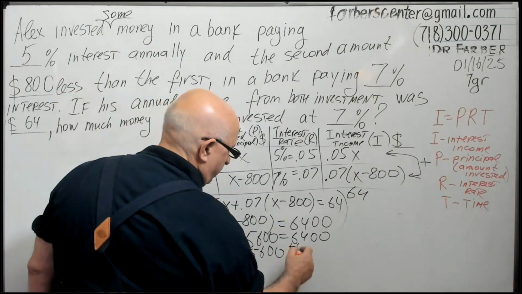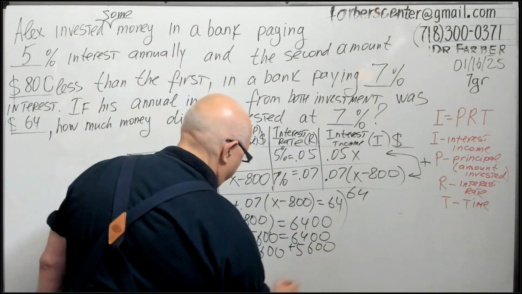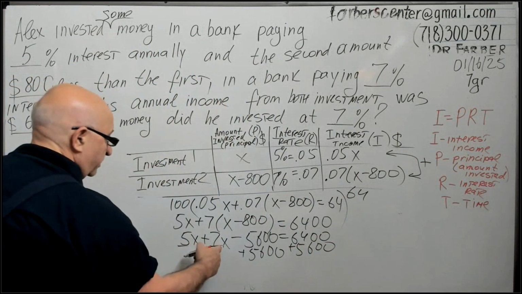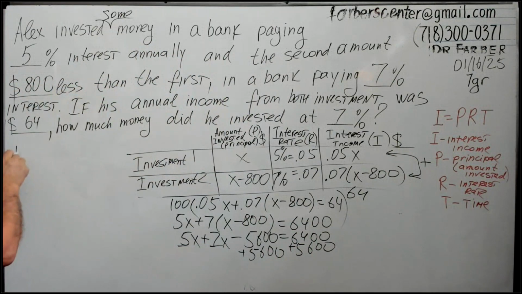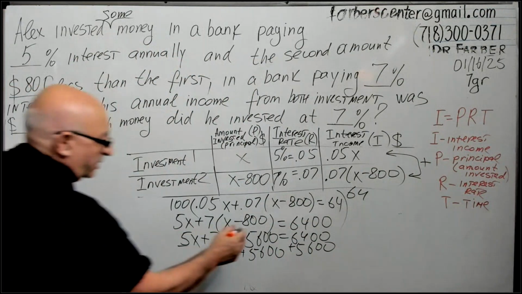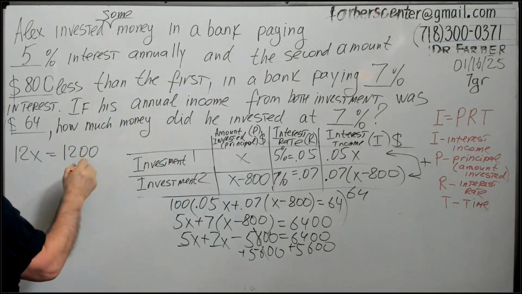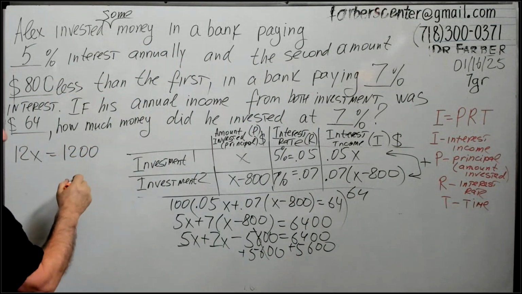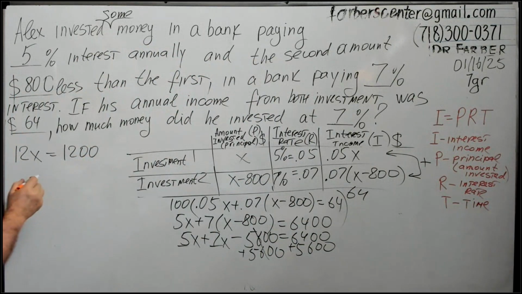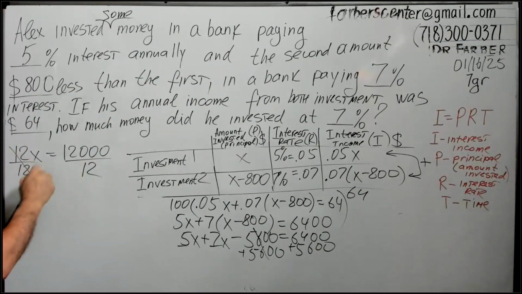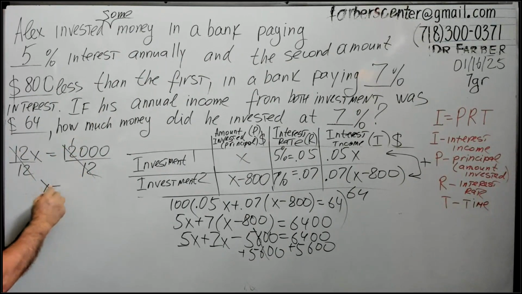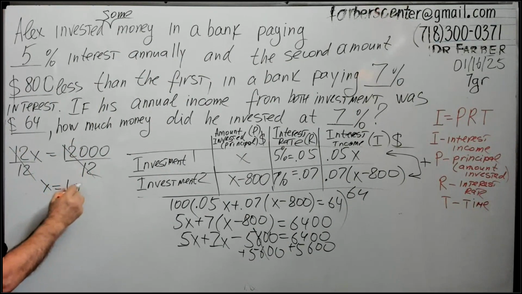Plus 500, 600, 5,600. So 5x plus 7x, I will have 12 x's. You continue here, but I continue here. And this equals, cancel out, 1200, right? 12,000. Divide by 12, divide by 12, cancel. This is 1. x equals 1,000.